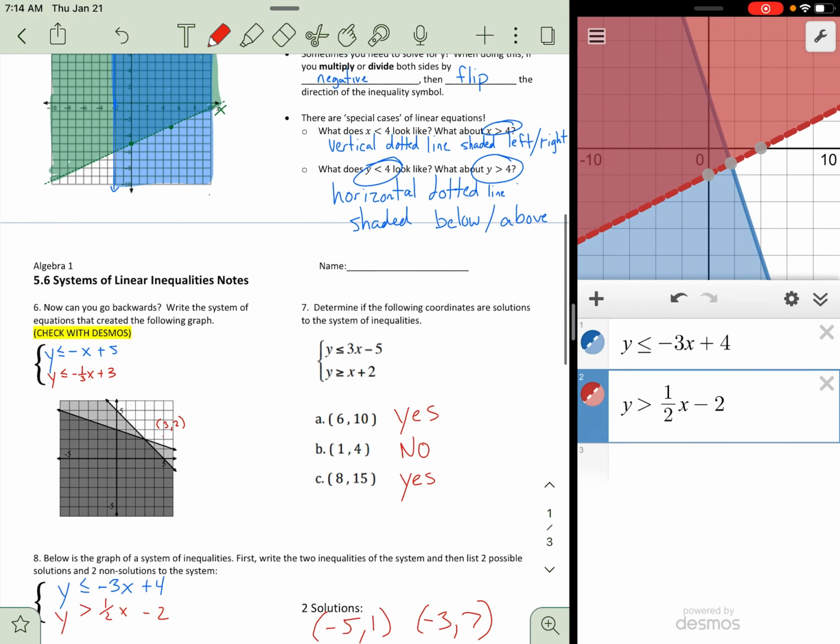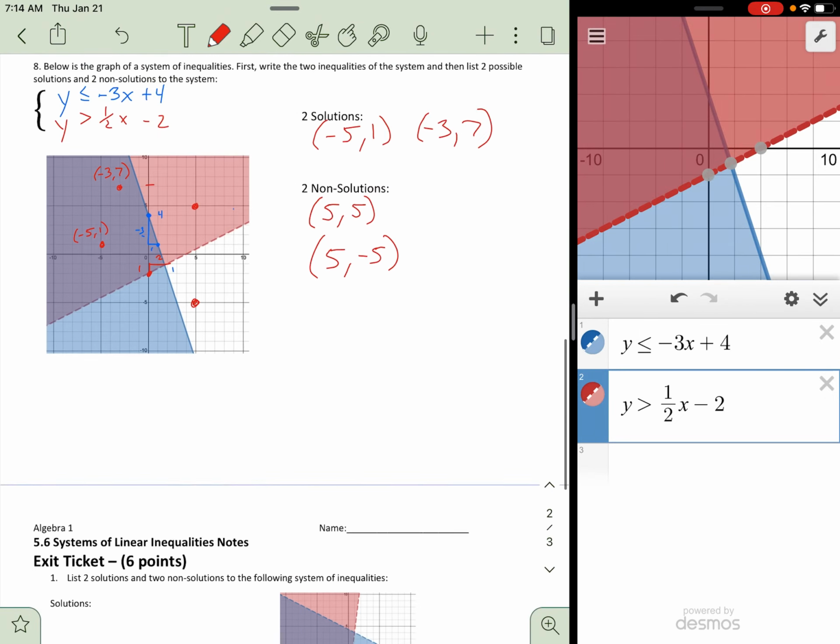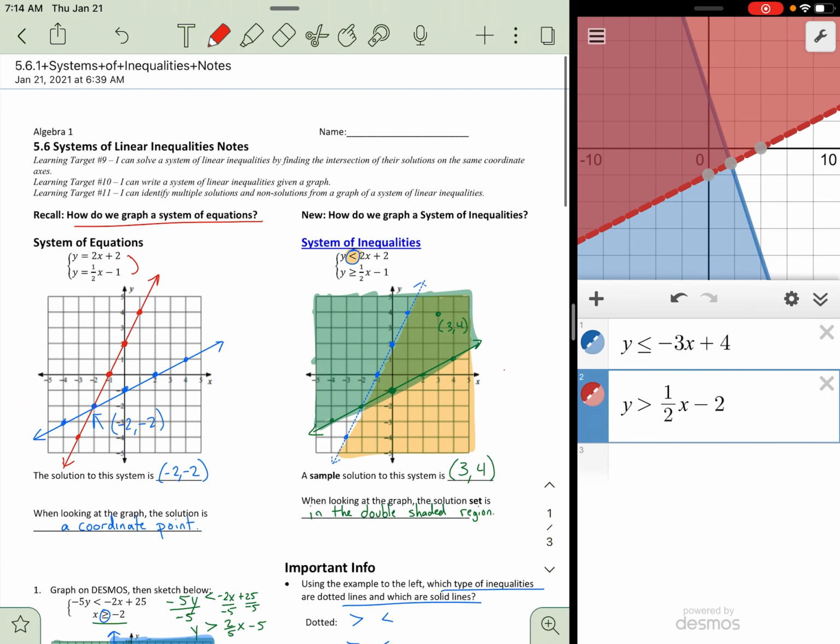So that's it. I told you guys it would be pretty simple. You're just graphing inequalities. Don't forget your shading. It's similar to what we've already done. So you have an exit ticket, same idea, 3 questions.